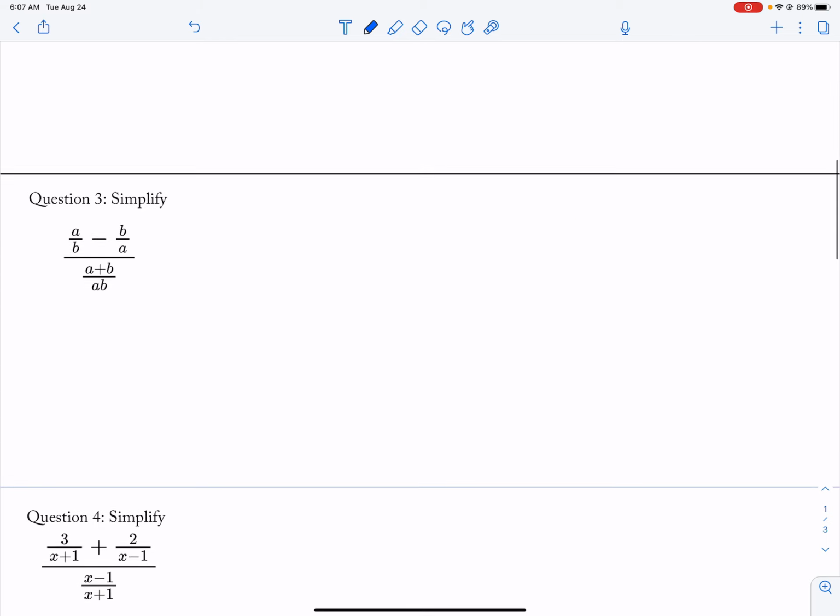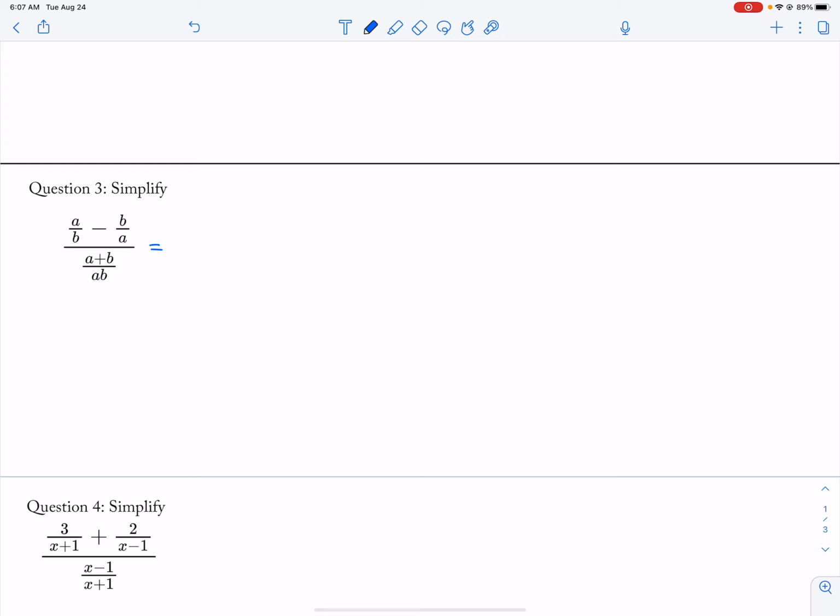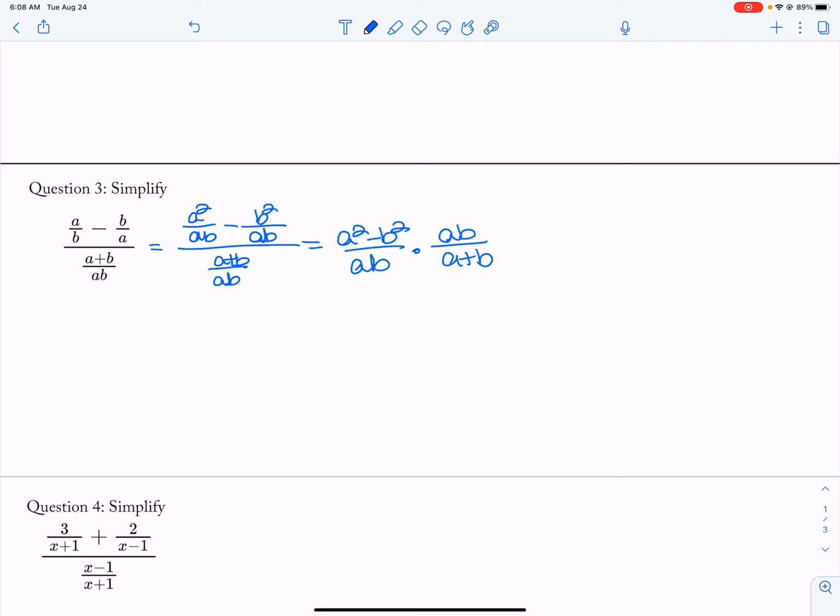Okay. This one, my common denominator on my numerator is AB. My first fraction did not have an A, so I get an A squared. My second one didn't have a B, so I get a B squared over A plus B over AB. So I get A squared minus B squared over AB times, invert and multiply, AB over A plus B.